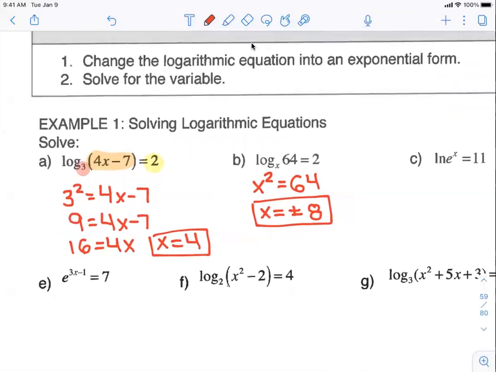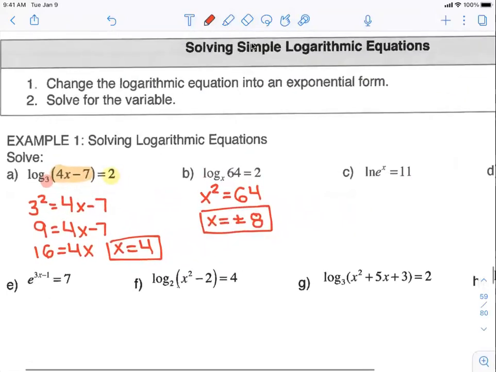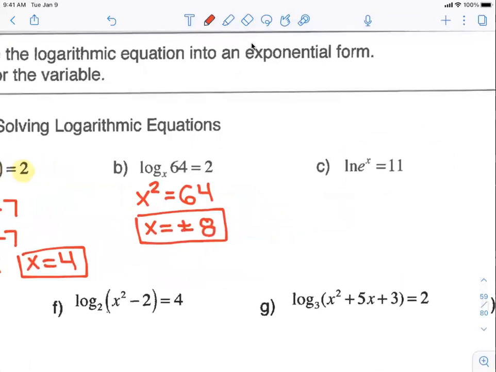If we take a look at part C, same thing, it's a natural log. We're stuck. Remember, it's a tiny e as the base. You're going to say e to the 11th equals e to the x, and you're going to go ahead and solve that. That's going to give you x is 11. Done.